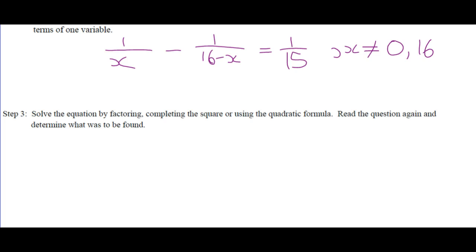Yeah, so what's the LCD? Are there any numbers in the lowest common denominator? 15. And then we need x, and 16 minus x. Okay, so that's my LCD, right? 15, x, 16 minus x.